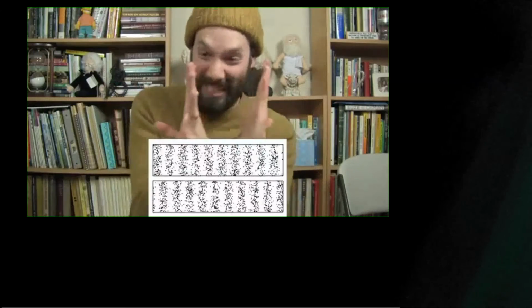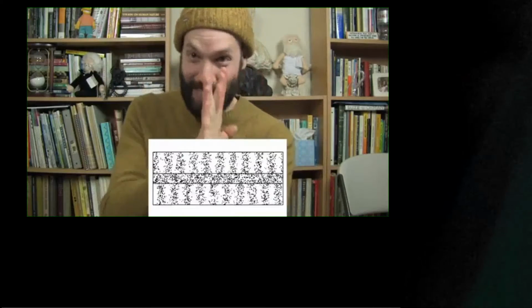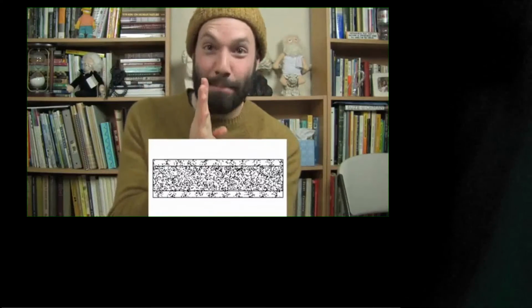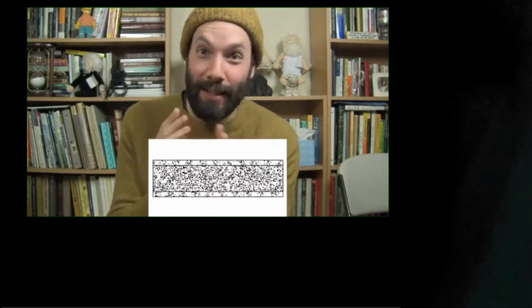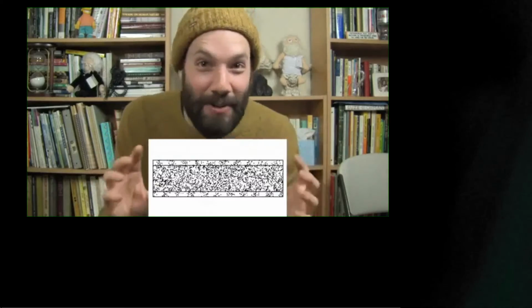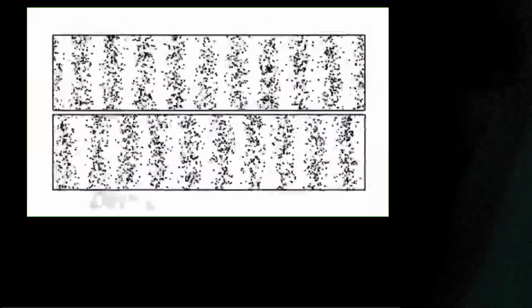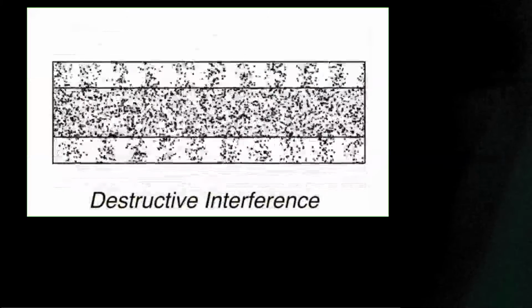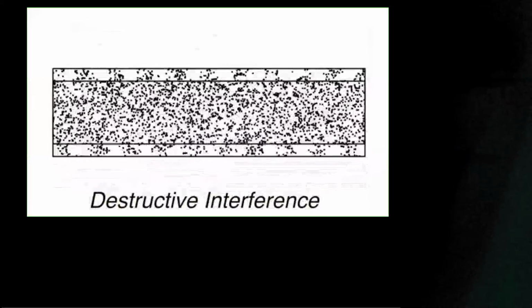The waves would be perfectly out of sync. The pushes would cancel each other out, and the air wouldn't vibrate at all. There would be no sound. This is an example of destructive interference. That's exactly what noise-canceling headphones do. They produce sound that's out of sync with the other sound that's hitting your ear.